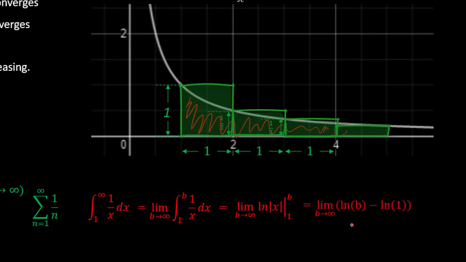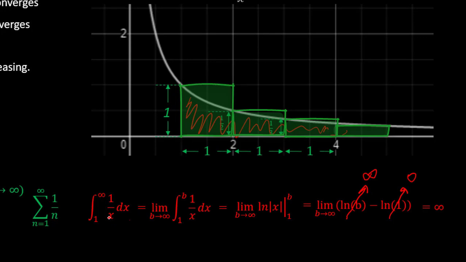We've got the limit as b approaches infinity of natural log of b minus natural log of 1. Of course, natural log of b, as b goes to infinity, is also going to go to infinity. It's going to get really big. And this natural log of 1 just goes to 0. So we are left with infinity, which is great. We found what the integral of 1 over x was.